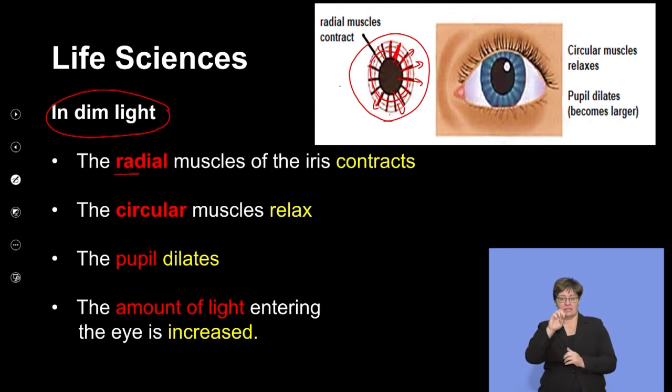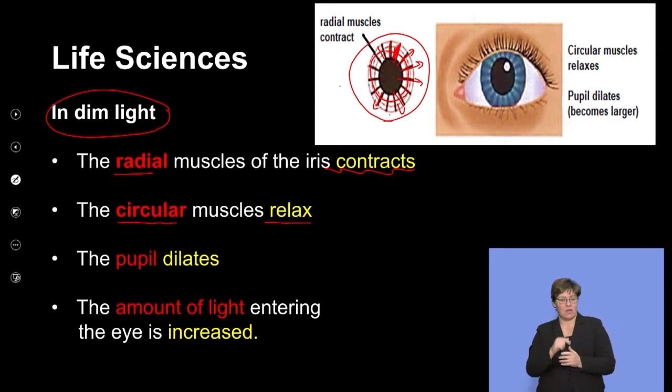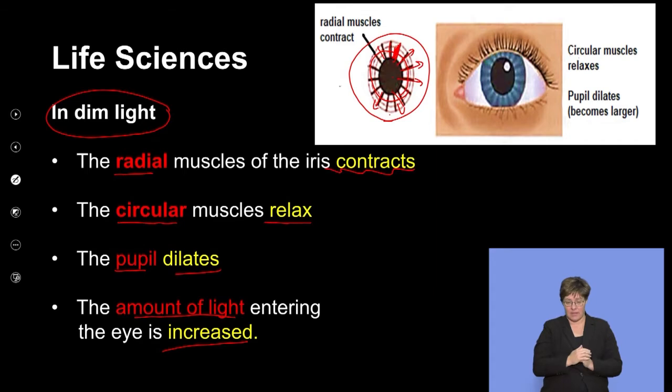So the radial muscles will contract and become short and fat. The circular muscles will relax, because they are antagonistic. If the one is contracting, the other one is relaxing. The pupil dilates and the amount of light entering is increased. So that is in dim light.